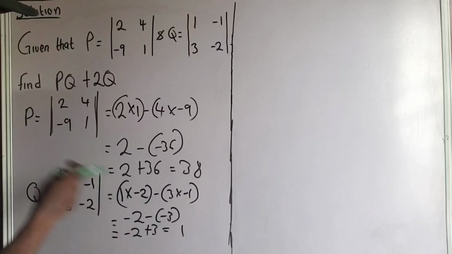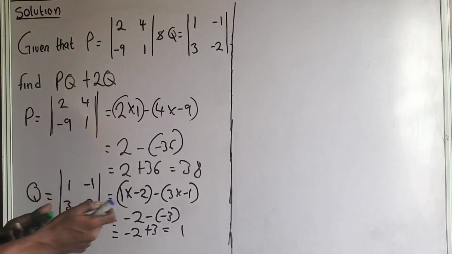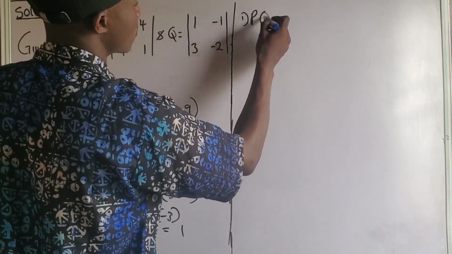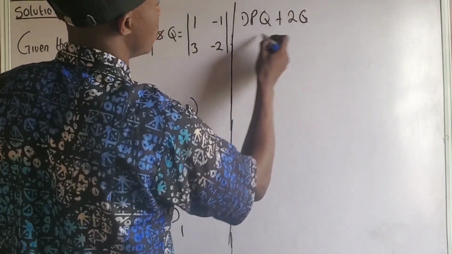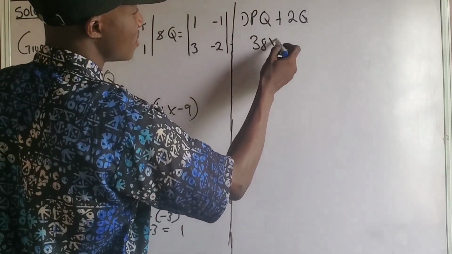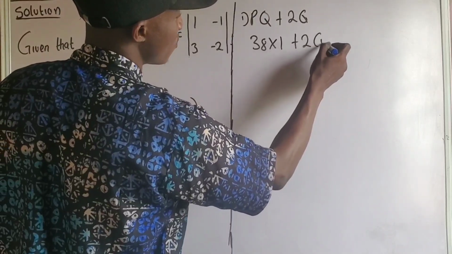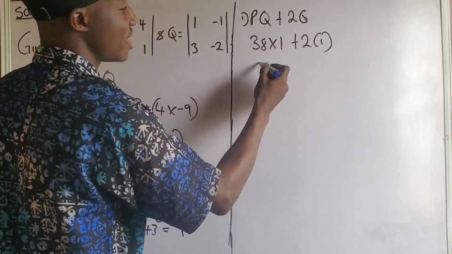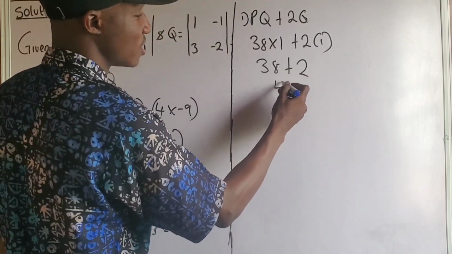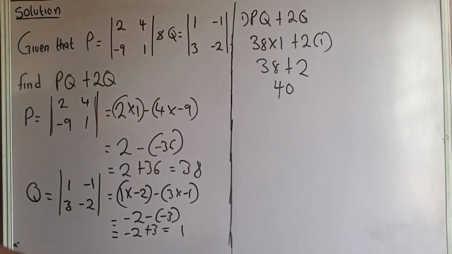So Q equals 1 and P equals 38. So we can easily evaluate the value of PQ plus 2Q. PQ plus 2Q will now be equal to P is 38, so I'm going to have 38 times Q is 1, so I'm going to have times 1 plus 2 multiplied by 1. 38 times 1 is what? 38. 38 plus 2 times 1 is 2. So I'm going to have 38 plus 2 is 40. So the value of PQ plus 2Q is 40.